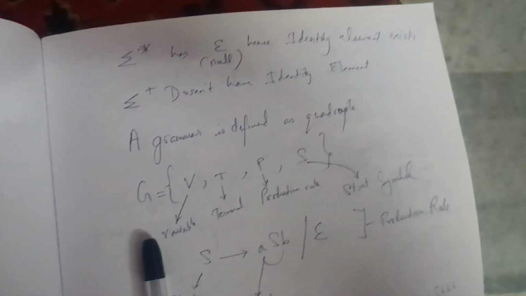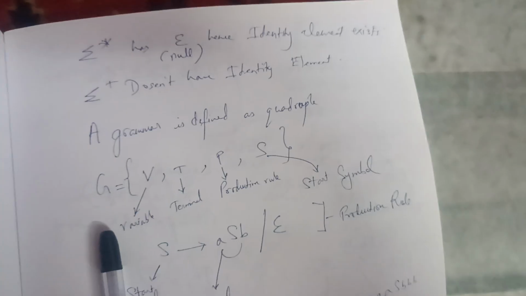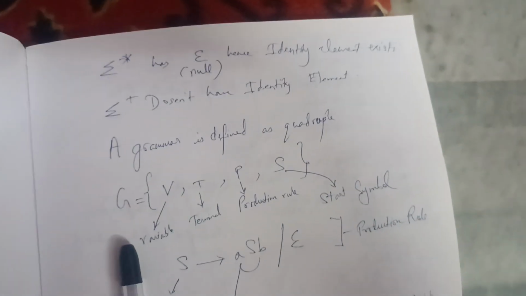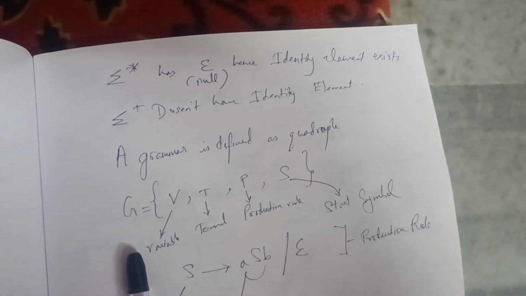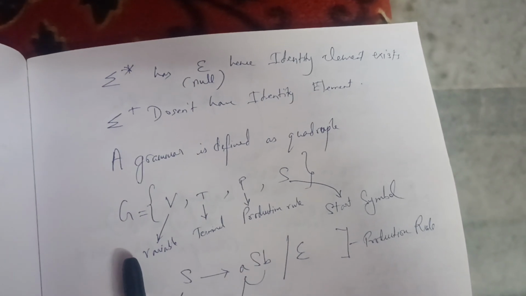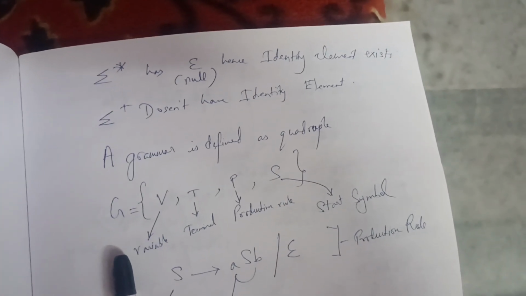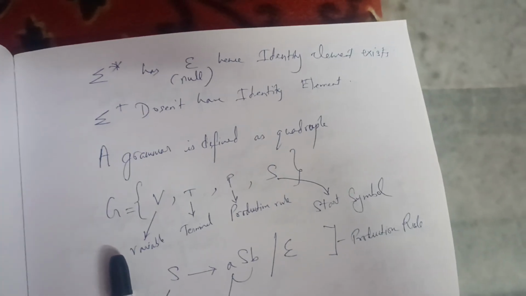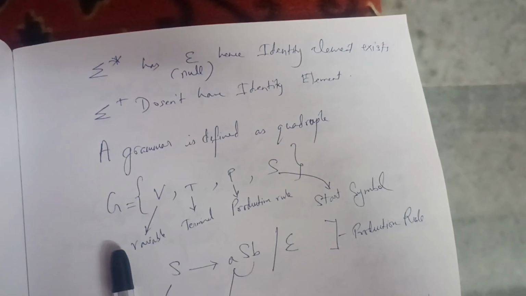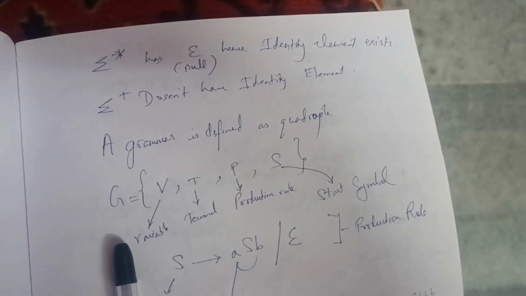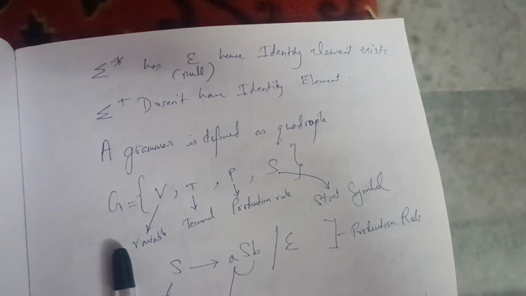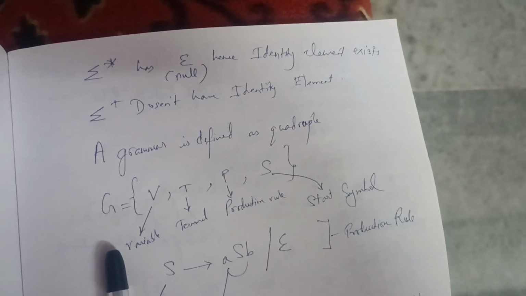Now we go to grammar. Grammar is defined as a quadruple. Before that, you should know that sigma star has null, hence the identity element exists. They might ask you in competitive exam MCQs: does an identity element exist in sigma to the power star? Then you have to say yes, because null exists as the identity element. And sigma to the power plus doesn't have an identity element because it does not have null.